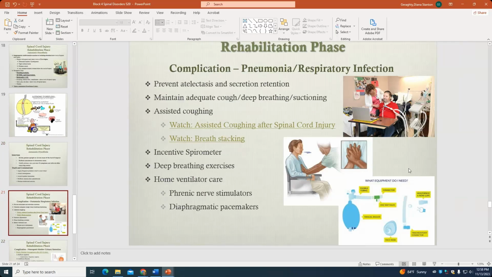So assisted coughing is when we physically Heimlich them through. You just push a lot of pressure and they physically cough. So assisted coughing is literally making them cough by pushing on the diaphragm.